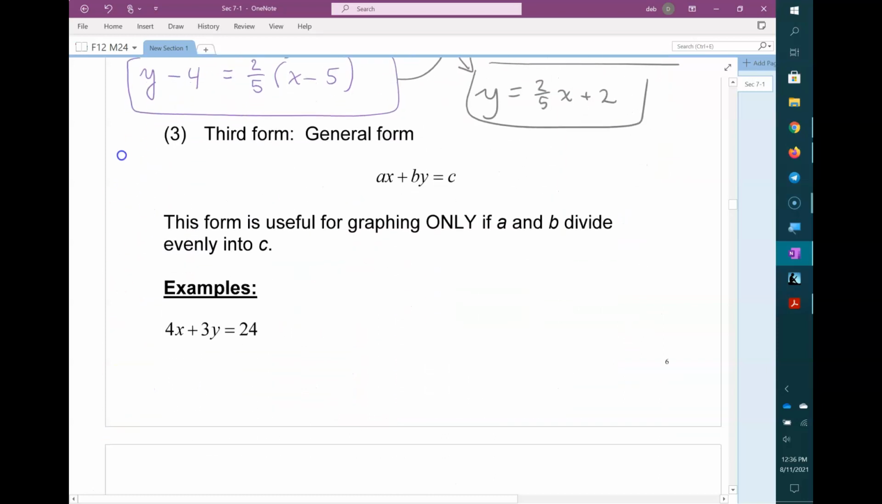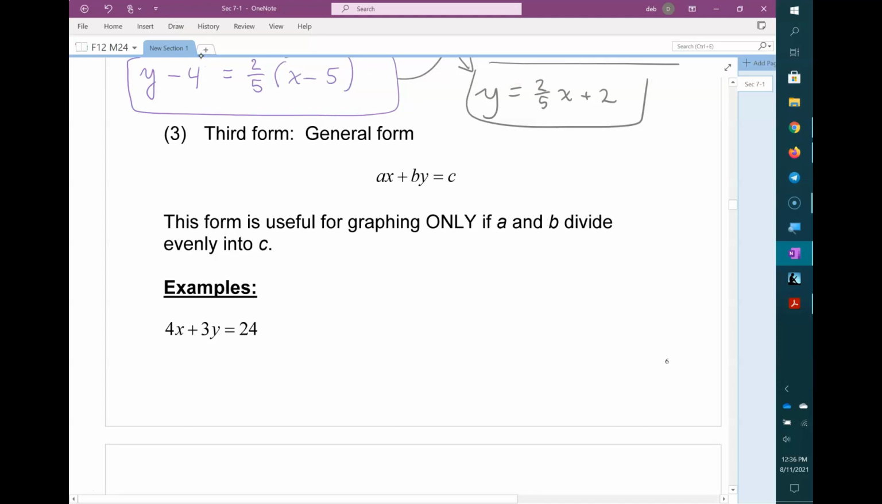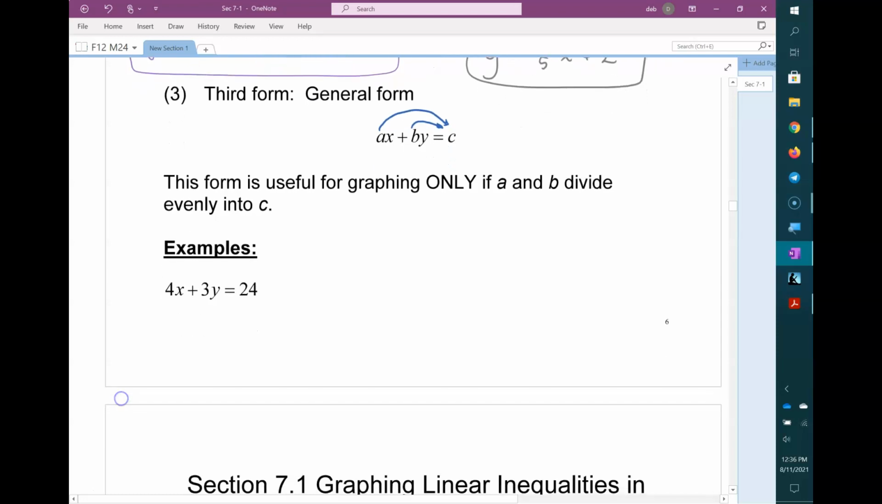Okay, then there's a third form that we will be seeing. It's called the general form, because this particular form, if the a and the b both divide evenly into the c, is a really easy way to draw the graph of the line. So in this example, the a is 4, the b is 3, and the c is 24. So the a and the b both divide evenly into c.